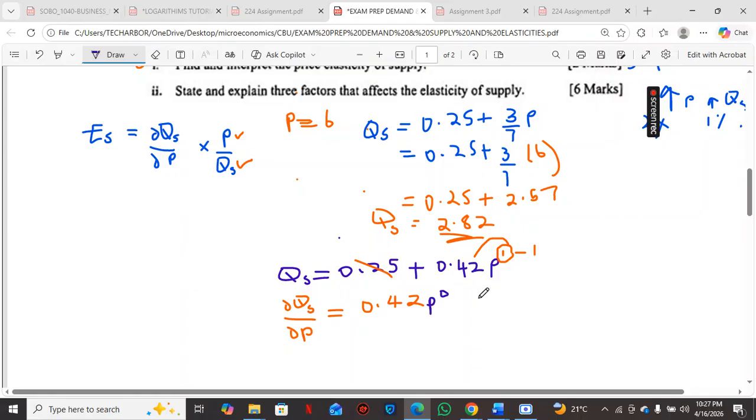Now, according to indices, as we learned in mathematical analysis, anything to the power 0 is 1. So you don't need to leave your answer with p to the power 0. Just leave it like this, 0.42. Yes. Any questions, colleagues?